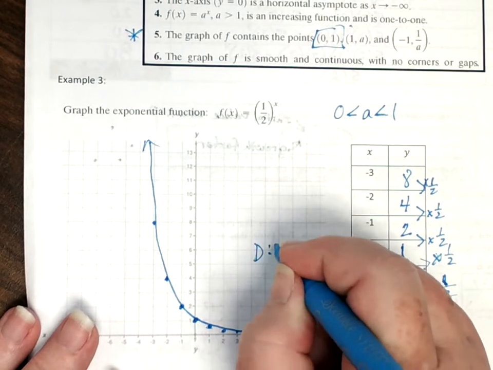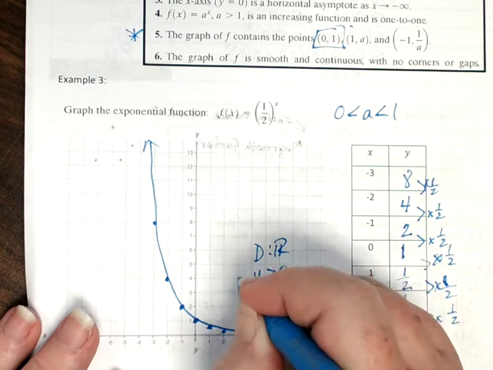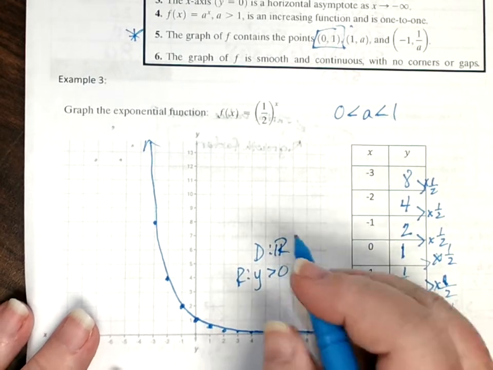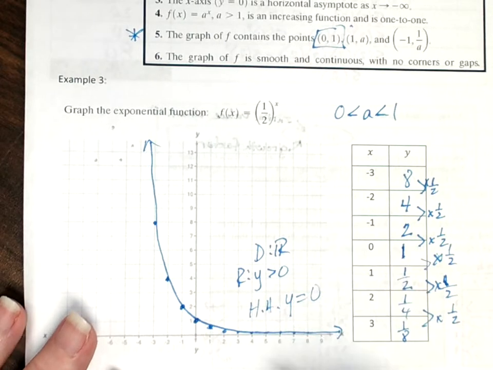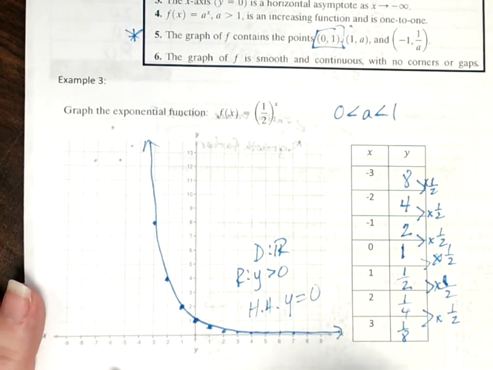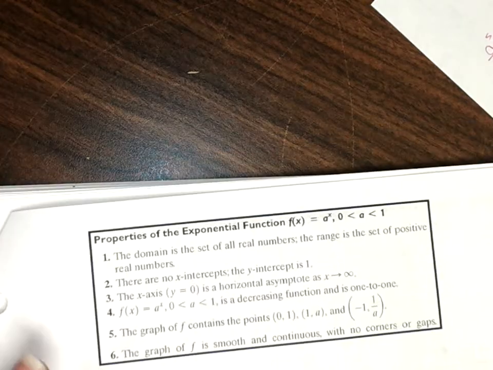The domain is still all real numbers. The range is still greater than 0. Sorry, the range is greater than 0. And the horizontal asymptote is still y equals 0, or the x-axis. Let's put that into some summary. And here's our summary box.